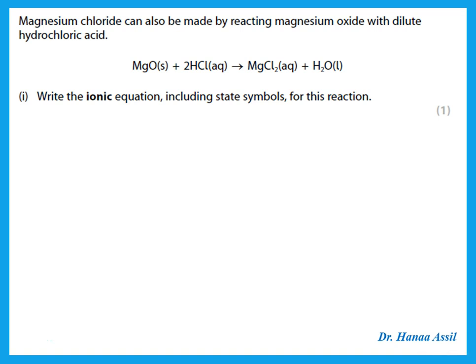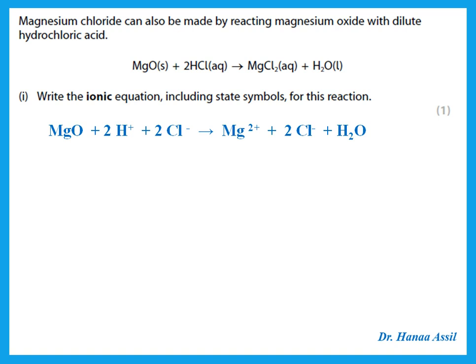This question says magnesium chloride can be made by reacting magnesium oxide with dilute hydrochloric acid, and he already gives me the balanced equation. So he's just saying write the ionic equation, including state symbols. Of course, we said the solid remains as it is. We do not ionize solid, liquid, gas. HCl has to be ionized to H plus and Cl minus. The magnesium chloride is aqueous, so it has to be ionized.